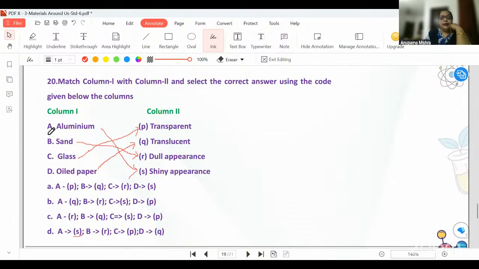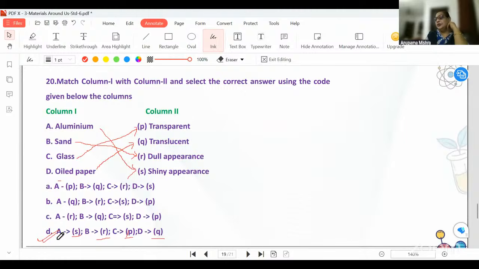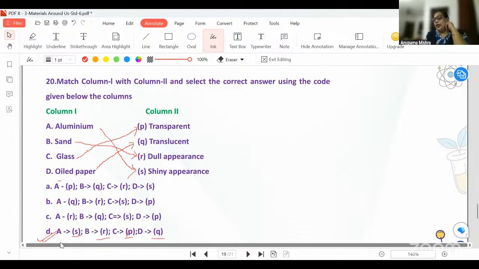तो बताओ ए के साथ क्या है? एस। बी के साथ क्या है? आर। सी के साथ क्या है? ग्लास के साथ क्या है? पी। ऑयल्ड पेपर के साथ क्या है? क्यू। तो मैंने जिस तरह से लगाया है उस तरह से मुझे यहाँ पे मिला है. दैट मीन्स द आंसर इज डी. यस, मैक्सिमम चिल्ड्रन हैज गिवन द डी आंसर. वेरी गुड. Yeah, this is called elimination.